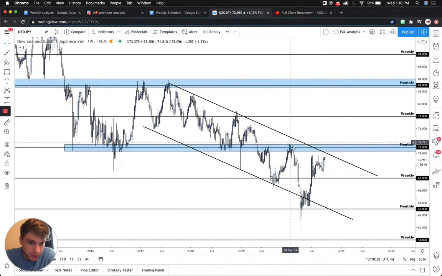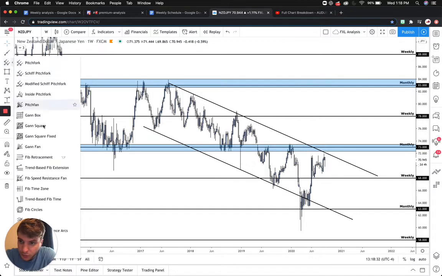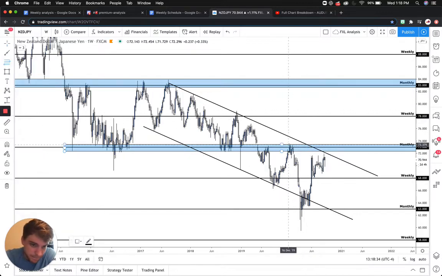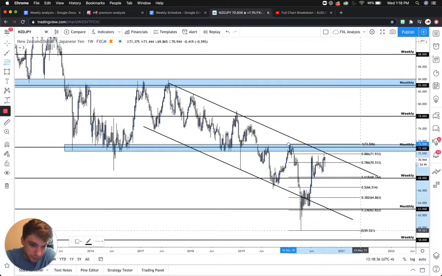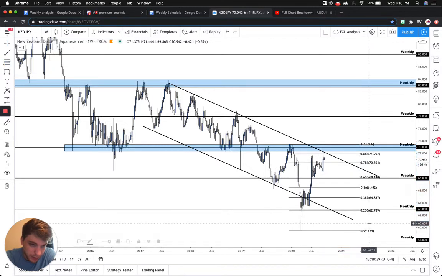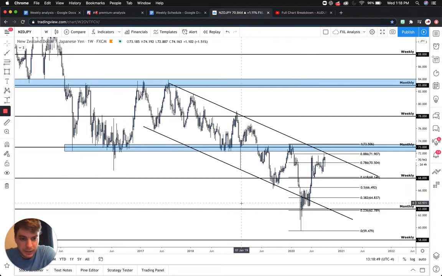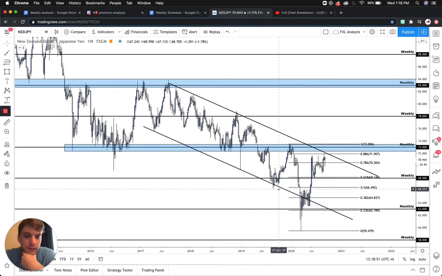Okay, you could technically throw a fib on this, but it would only be from here to here. So it's more of a daily fib. We want to just measure this move from the high to the low. Okay, pulled back to the 88.6. Now we're testing this resistance again. So from this point, this was all Corona related too, this huge spike to the downside. All right, so from this point, we don't really see any patterns. All we can see is a channel and current price action.